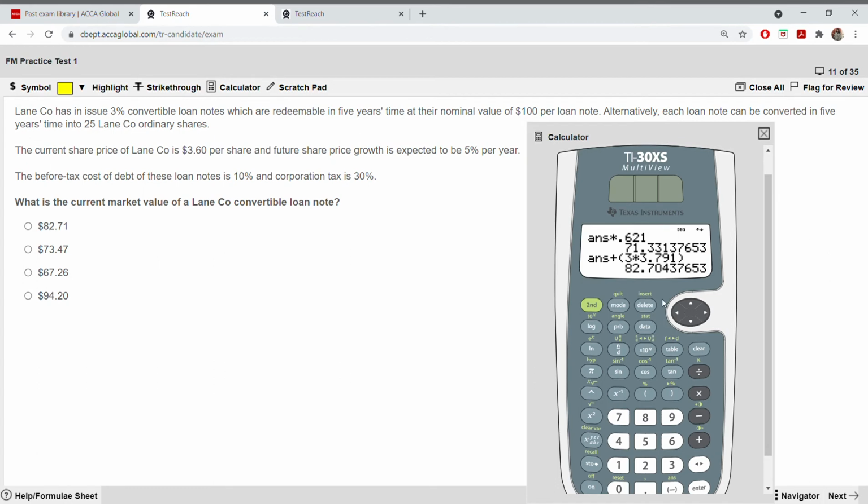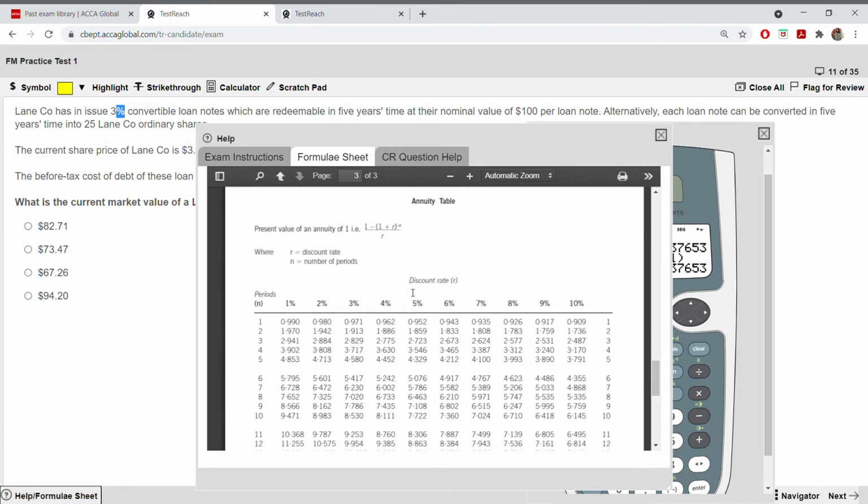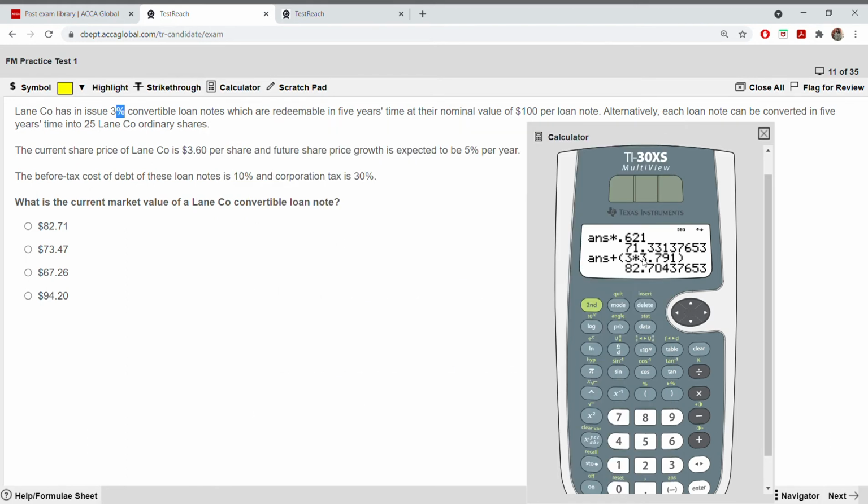So you have to add, remember, if you have taken a loan, interest also you have to pay. Interest you have to pay for 5 years. Annual interest you have to pay, equal installments, equally you will pay interest. So interest is 3%, that's why you have taken 3 into, what is it? What is this 3.791? That is the annuity factor for 5 years. Again, go to help, formula sheet, go to the annuity table, go to 10% and see for the 5 years. The annuity factor, it is 3.791. That's why you are adding it.